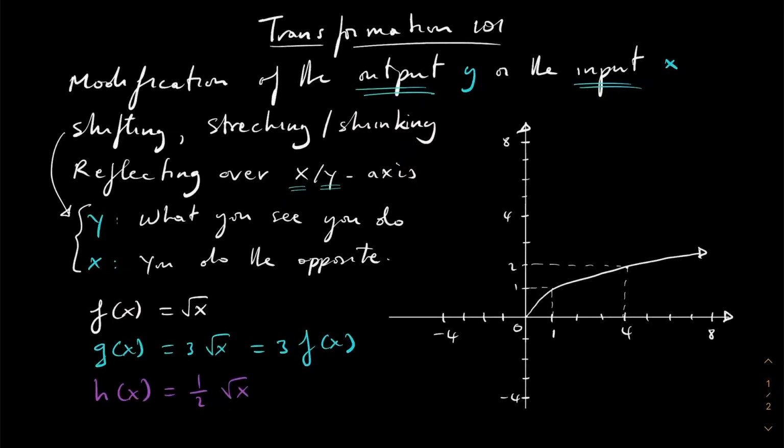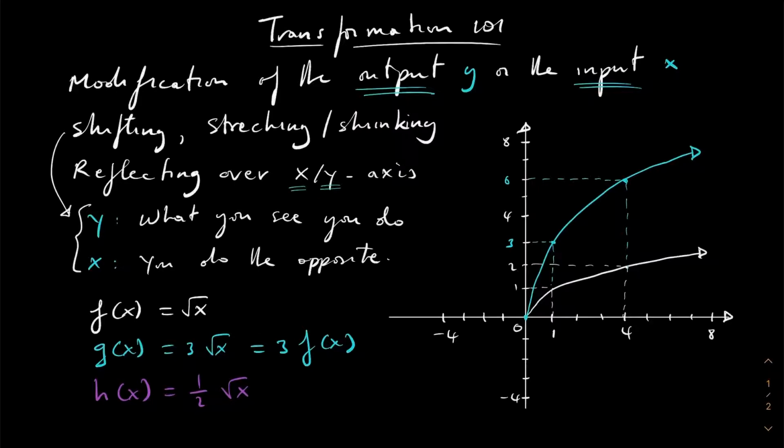And so the point of coordinate (0, 0) is still going to be (0, 0) because the output y equals 0 times 3 still gives us 0. But the point of coordinate (1, 1) will become the point (1, 3) because 3 times 1 is 3. Finally, the point (4, 2) will become the point (4, 6). And so with these 3 points together, you can connect them and you get the graph for the function g.